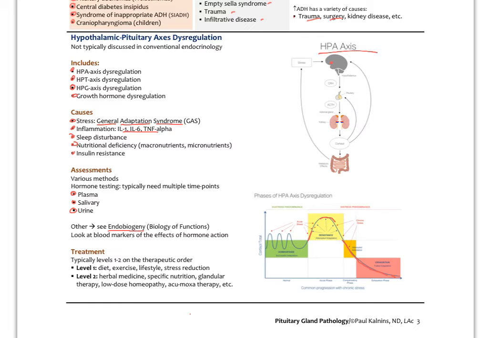So for the functional disorders, we want to focus on targeting level 1 and 2 of the therapeutic order. Level 1 is again diet, exercise, and lifestyle, like sleep hygiene and stress reduction. Level 2 would be basic nutrition, specific nutrition, micronutrients, herbal medicine, low-dose homeopathy under Avogadro's number, as I discussed previously, acumoxotherapy, and so forth. This is where we do a lot of this clinically to address these axes. I just wanted to point this out because this often gets missed in the conventional descriptions of the pituitary and the conventional endocrinology textbooks.